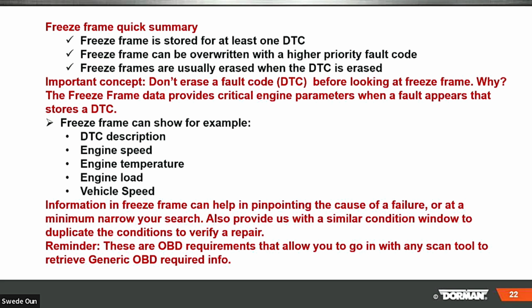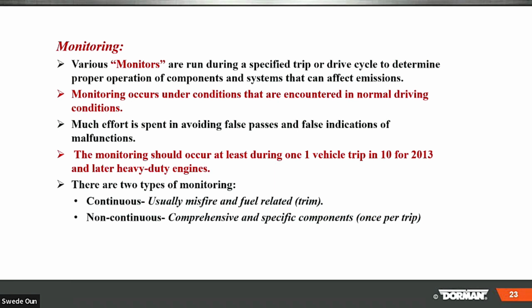And reminder, these are OBD requirements that allow you to go in with any scan tool to retrieve generic OBD required info. And by the way, no different than cars, what you see on an OBD tool on a heavy duty, those are all true values. They're not default values or anything. So that's always helped us out. That's why on cars we always keep saying, go on the generic side of OBD first, go in there quick to get what you want. And then, once you try to figure that out, if you need to, you go into your enhanced or OEM tools, but just try it once in a while.